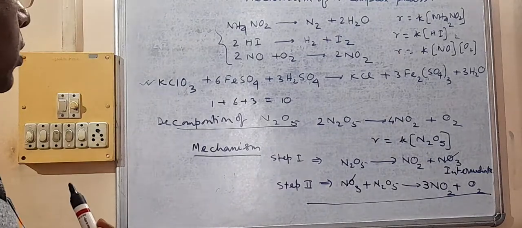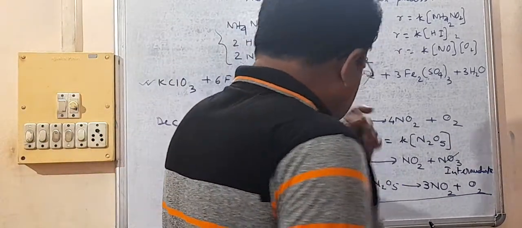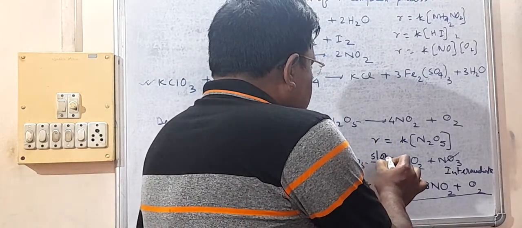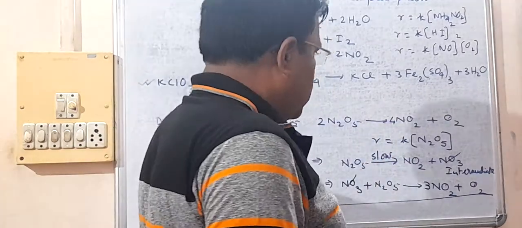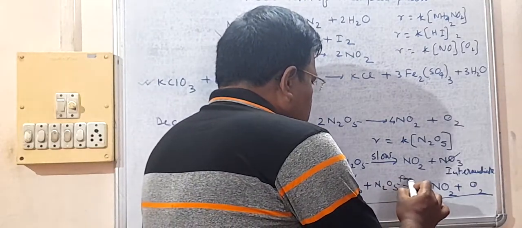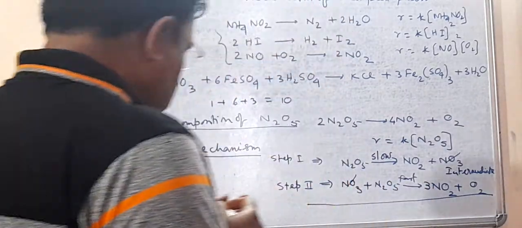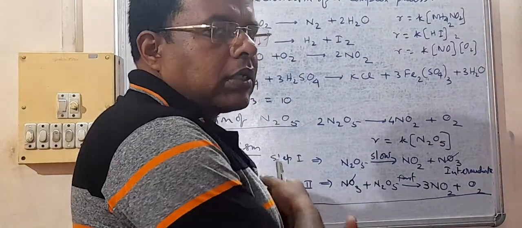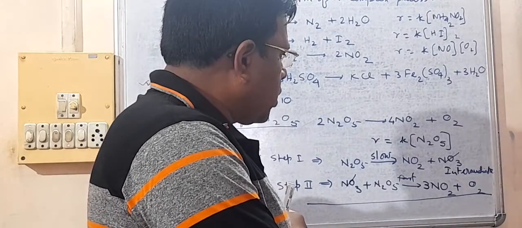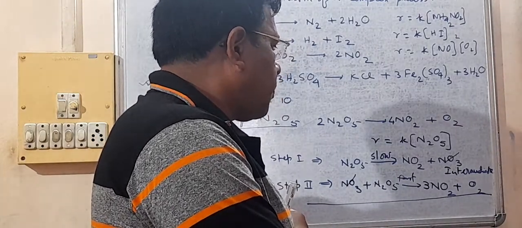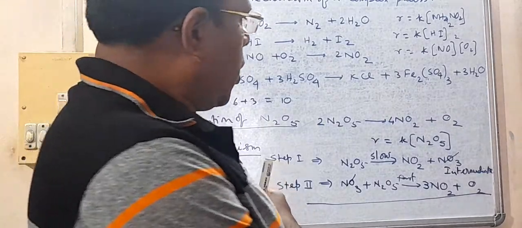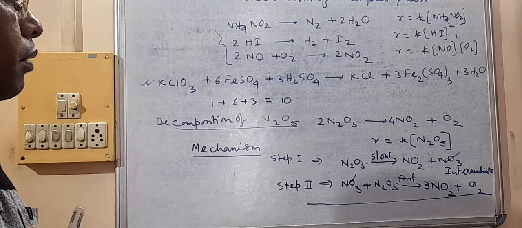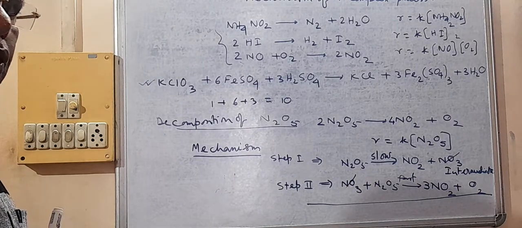One more thing in mechanism is that this step is found to be taking place slowly. It is a slow process, whereas this one is a fast process. This is slow, this is fast, and the other day we were discussing that the slowest step is the rate determining step. The slowest step ultimately determines the rate of a complex process.